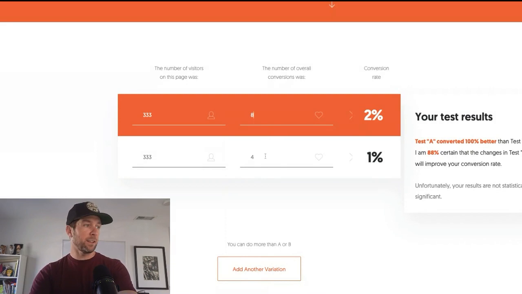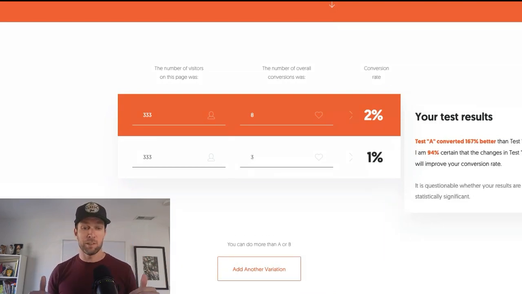So let's see. If we take it to 3, we're still not there. We're at 94% certainty, even at 3 purchases. So I hope you see what I'm saying here. What I'm saying is you actually don't really know if your ad is as good or if it is better or worse than an ad that has half as many purchases on the same spend.